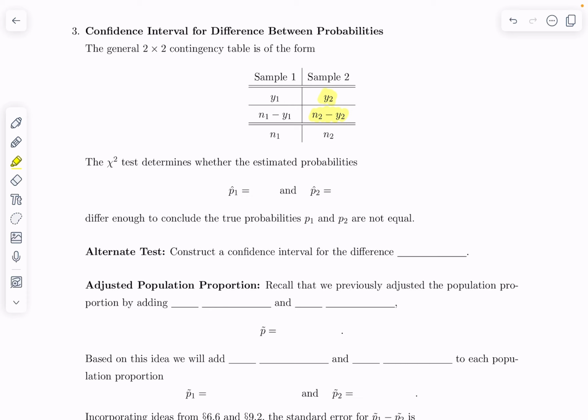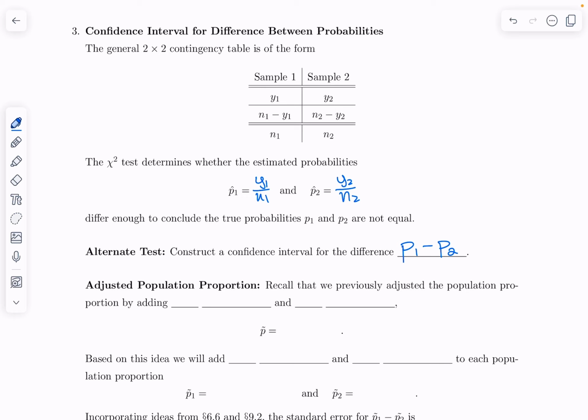Now we used a chi-squared test to determine whether the estimated probabilities of p1 hat, which is y1 over n1, and p2 hat, which is y2 over n2, differ enough to conclude that the true probabilities, p1 and p2, are not equal. I'm going to propose an alternate test in which we actually construct a confidence interval for the difference between the two population proportions, p1 and p2, and use that to determine if there's a significant difference between p1 and p2.